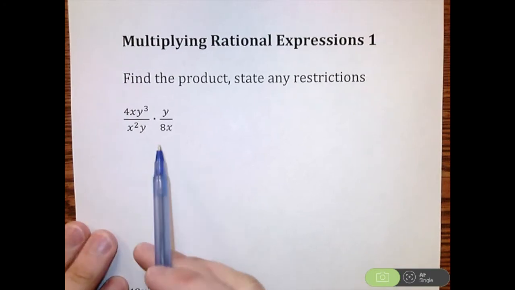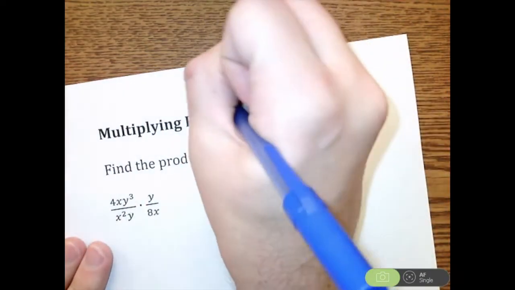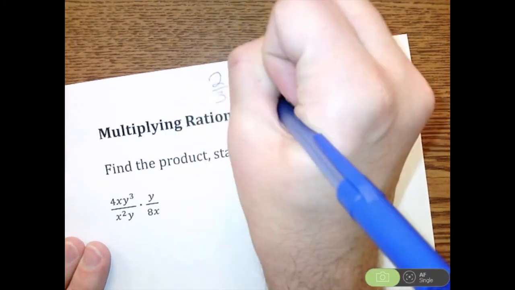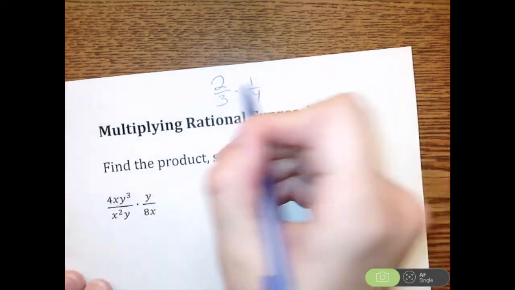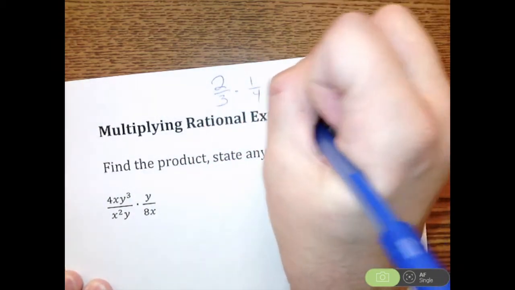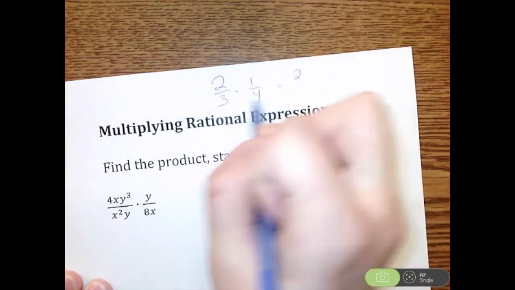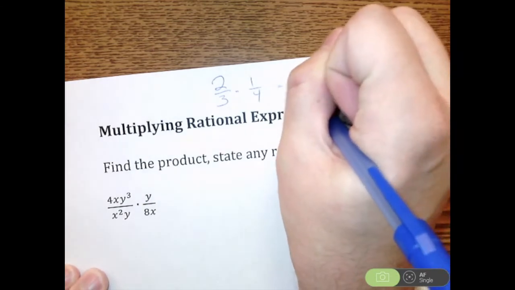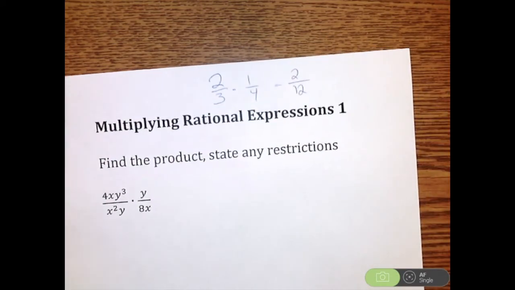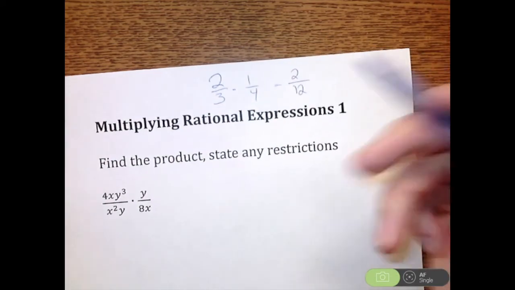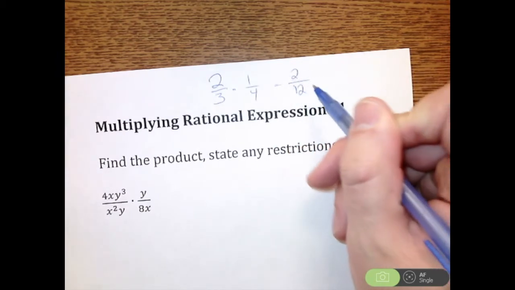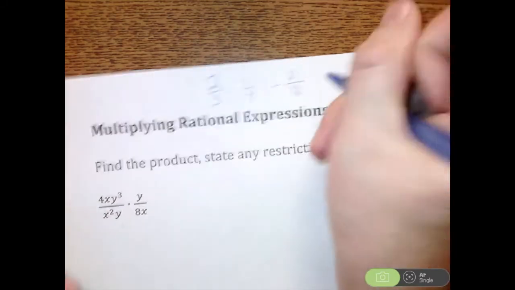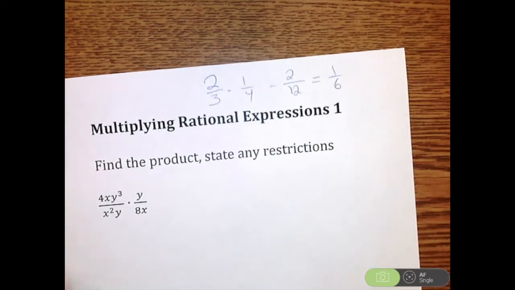So just like when we multiply basic fractions, like if I told you, all right, let's take 2/3 times 1/4. What you would do there is multiply the tops, 2 times 1 is 2, and multiply the bottoms, 3 times 4, which is 12. And after you multiply, you simplify. So just like how I had that simplifying rational expressions video, same thing. So we're going to take 2 divided by 12, which is 1/6. So it works the exact same way.